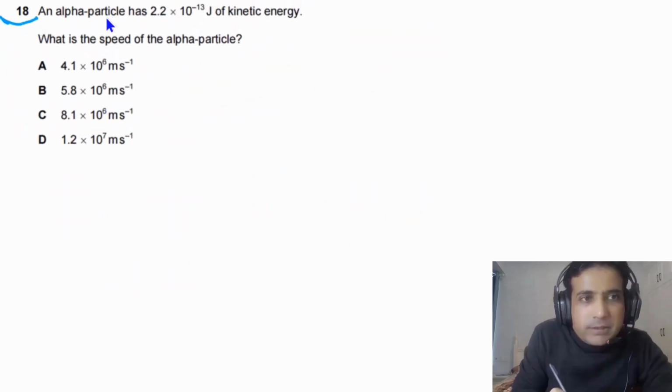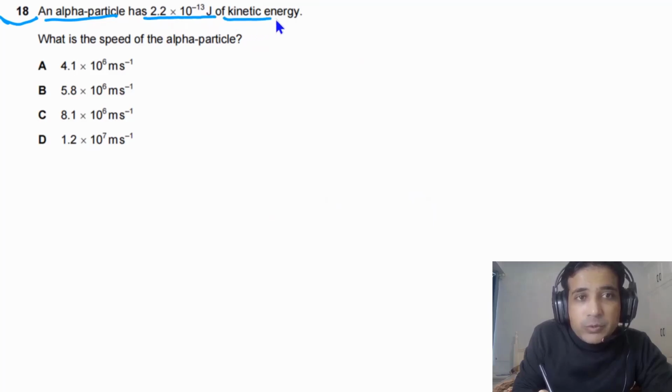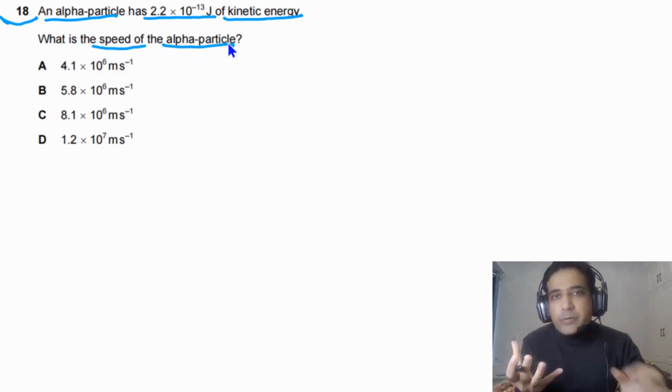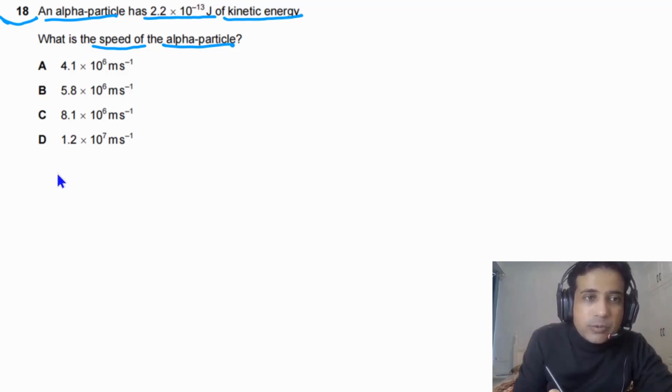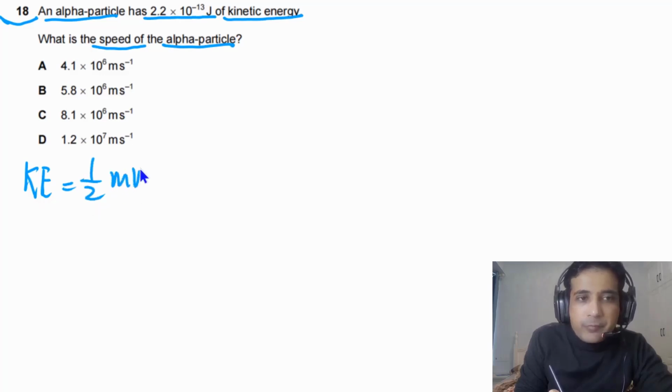For question number 18, it is given to us an alpha particle has 2.2 times 10 to negative 13 joules of kinetic energy, and we need to find out the speed of the alpha particle. Very straightforward question, just based on kinetic energy concept. So simply we can write down in this case kinetic energy will be equal to 1/2 mv squared, and we need to find out speed in this case.